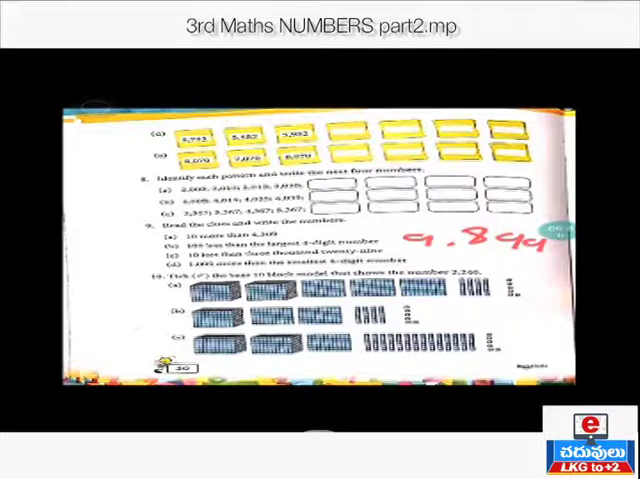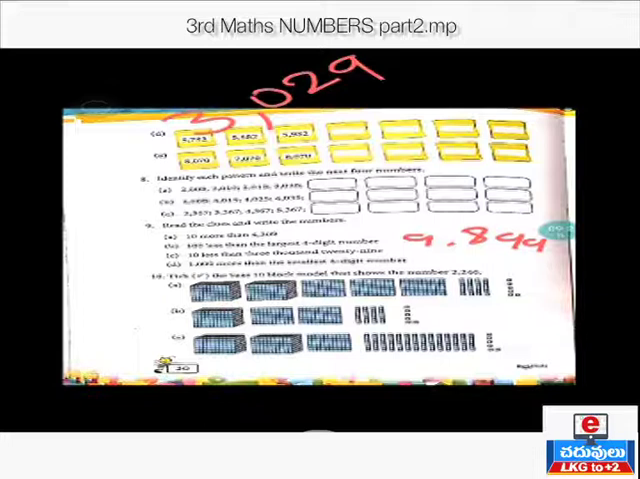Next one, 10 less than 3029. 3029 is the given word form. We have to convert into standard form. What is the standard form of that number? 3000. 3029 means this is a 3029.